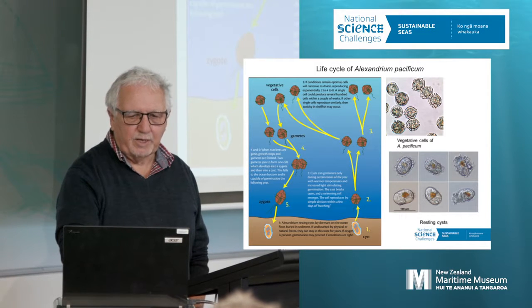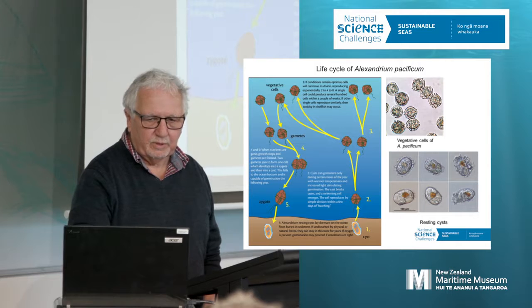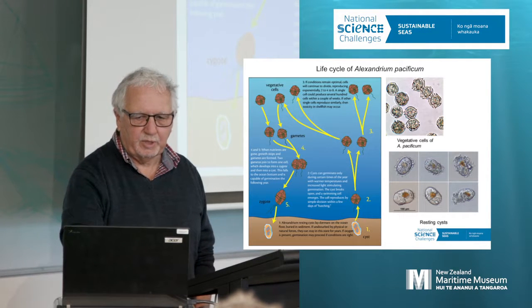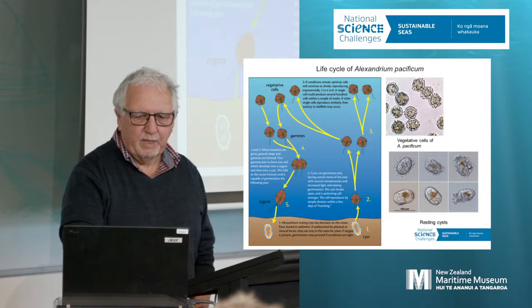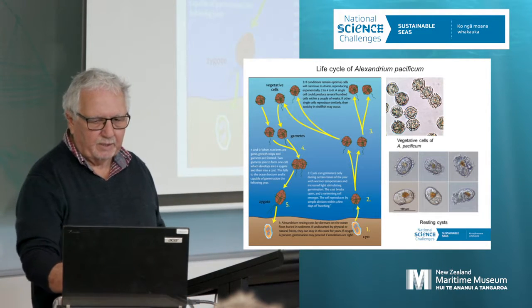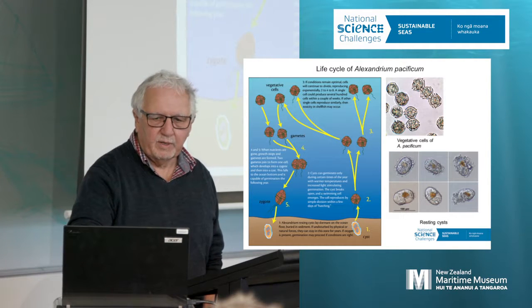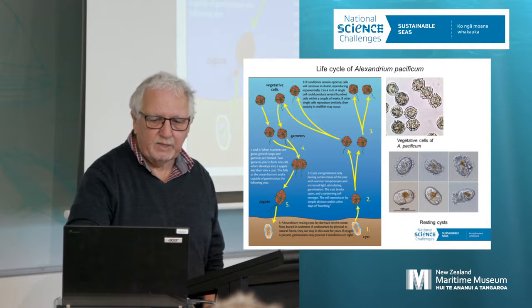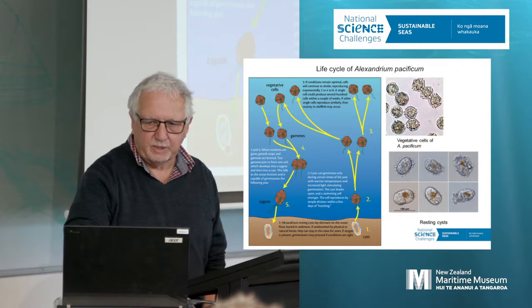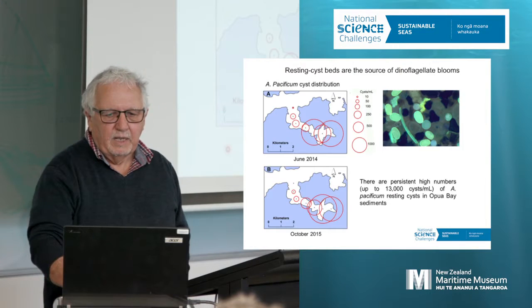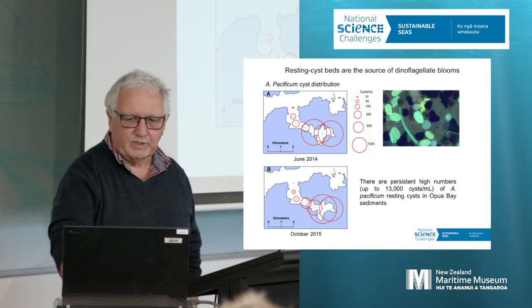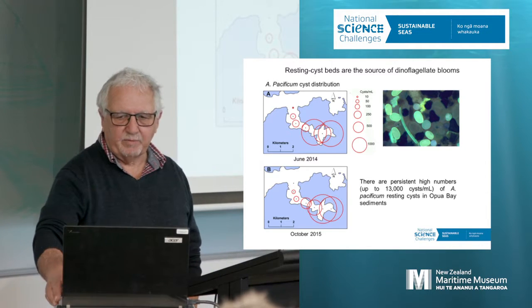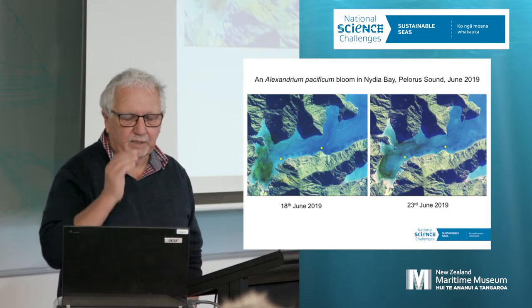Given some environmental trigger, of which we're not totally sure what it is, it doesn't seem to be nutrient limitation, which is the general dogma. It more likely seems to be competitive interactions with other components of the phytoplankton. It then suddenly disappears from the water column. Large numbers of cysts appear in the sediments. And in these inlets, like our Onapua Inlet, we have high numbers of cysts in the top end of the bay, and this is where every year the blooms are originating.